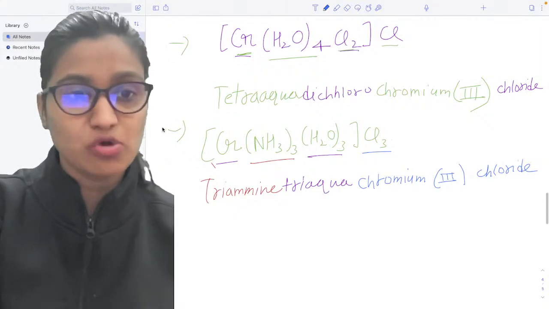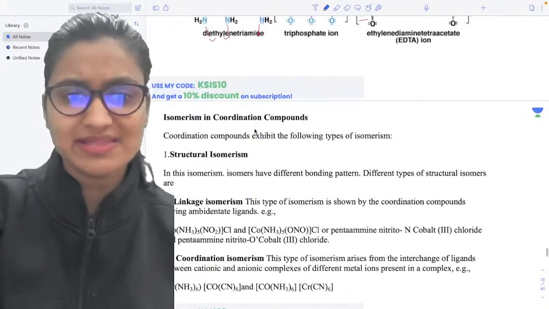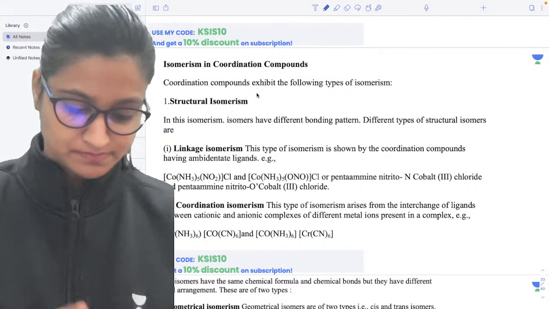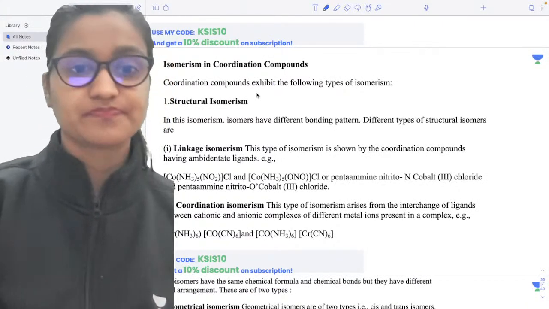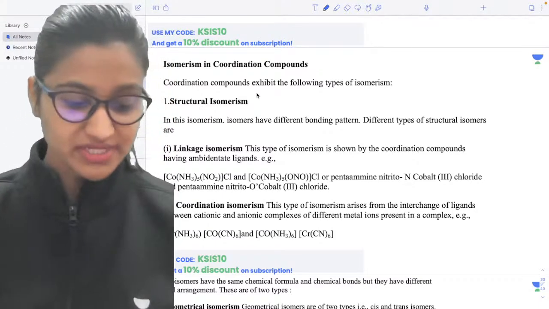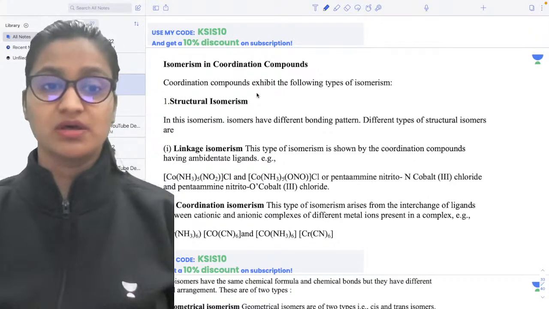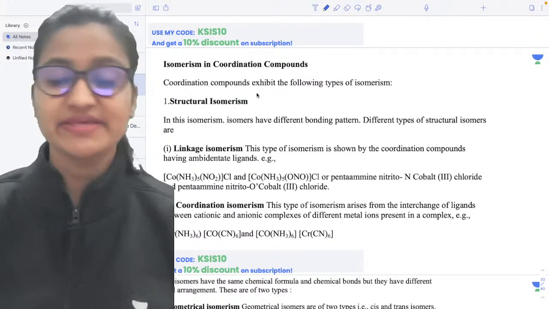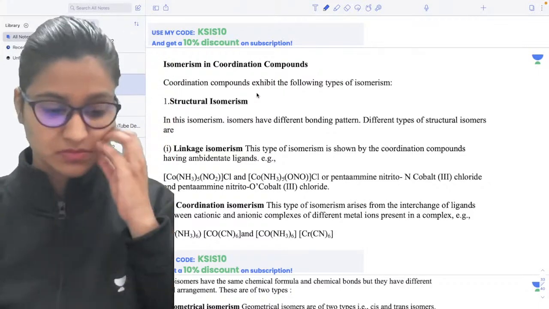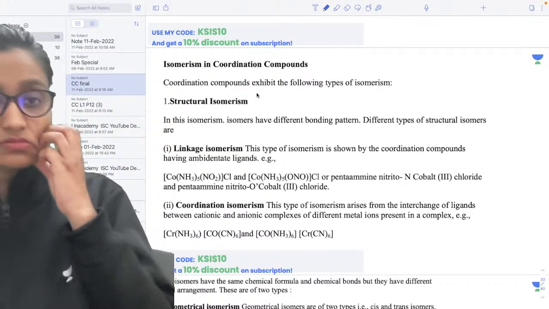Now let's quickly go back and let's look at isomerism, ठीक है? So you can see here isomerism in coordination compounds. In coordination compounds, structural में there are linkage and coordination isomerism in front of you, ठीक है? You can see here.